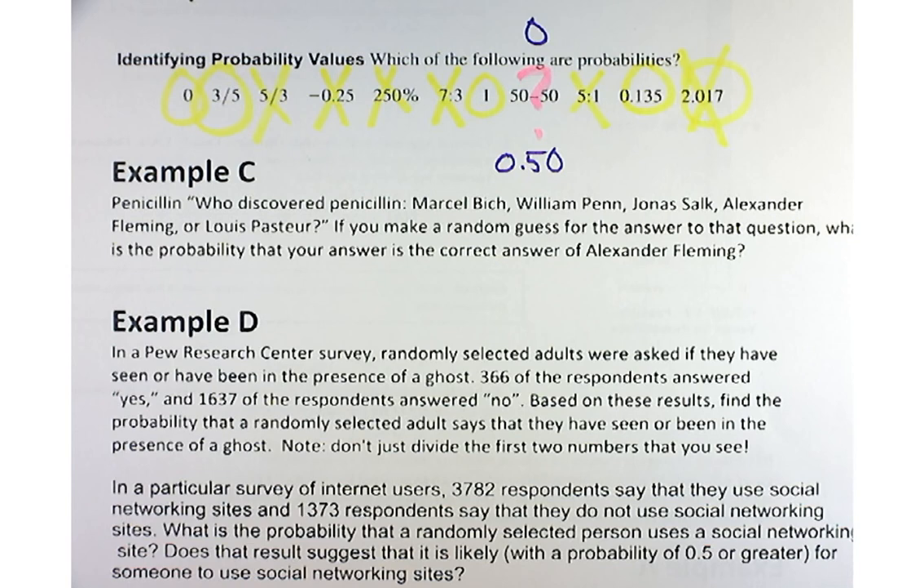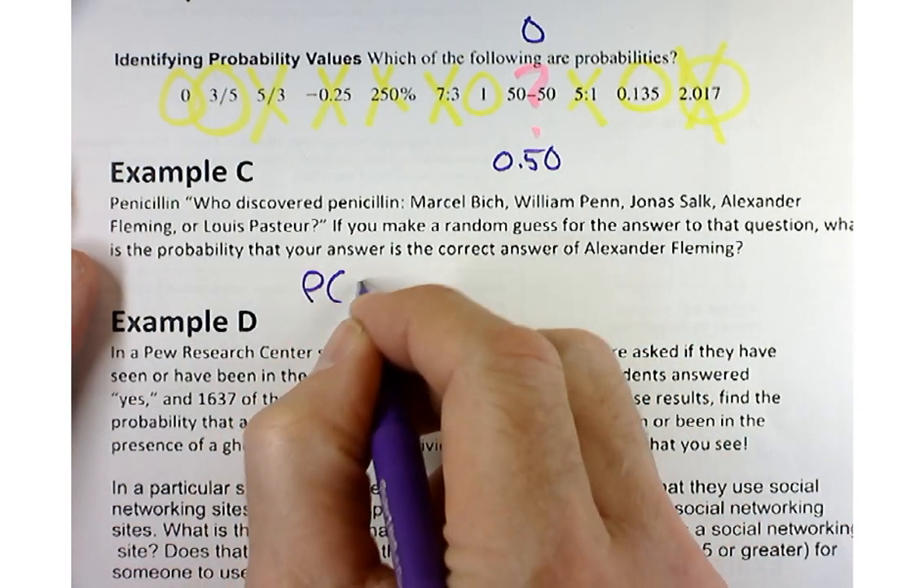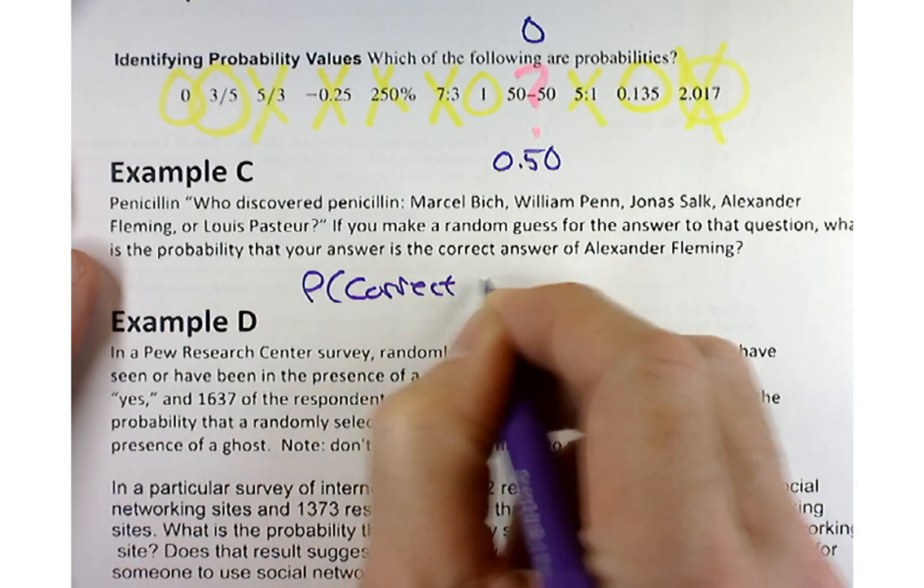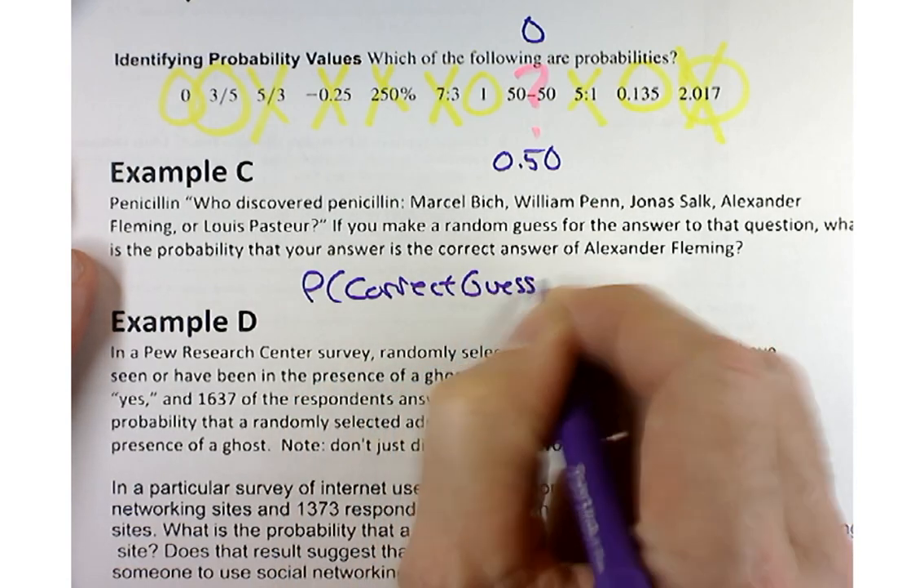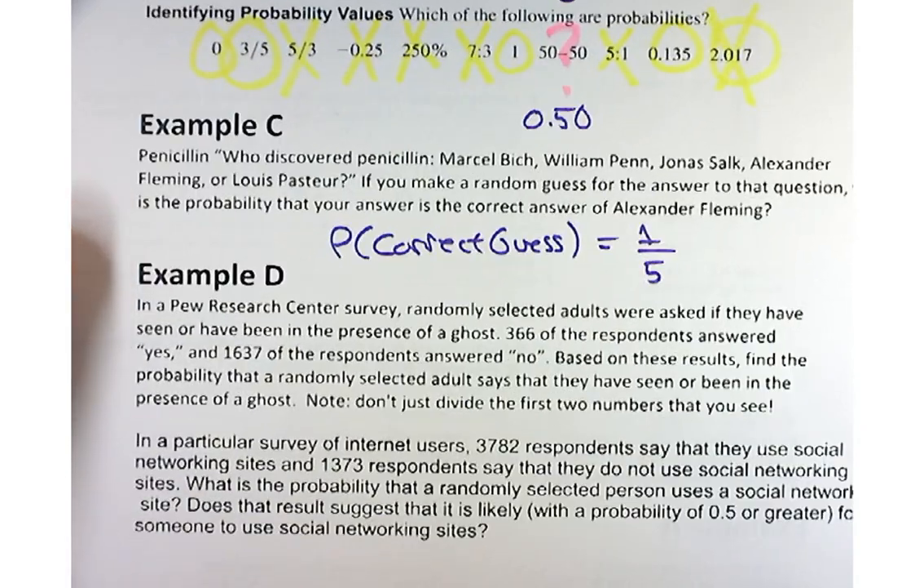Who discovered penicillin? Marcel Beach, William Penn, Johannes Salk, Alexander Fleming, or Louis Pasteur. So what's the probability that you correctly guess, of these 5 gentlemen, that Alexander Fleming discovered penicillin? 5. Yeah. So for the probability of a correct guess, there's 1 correct guess out of a total of 5 possibilities. So yeah, thank you. 1 out of 5. All right.